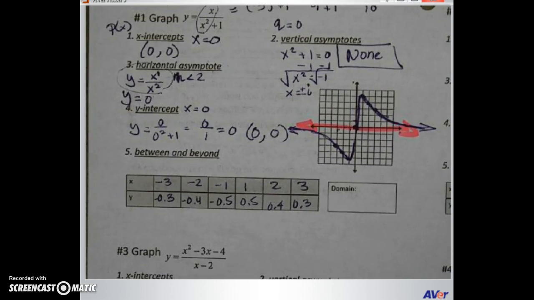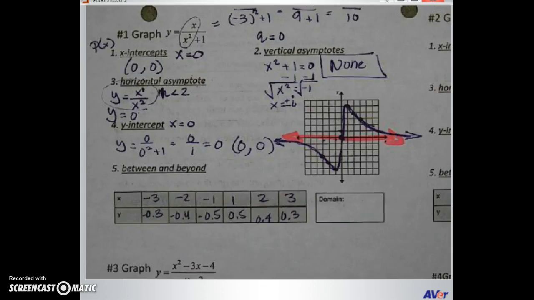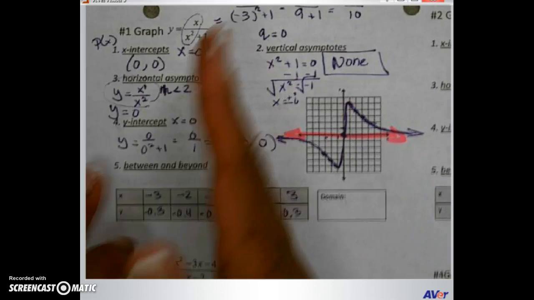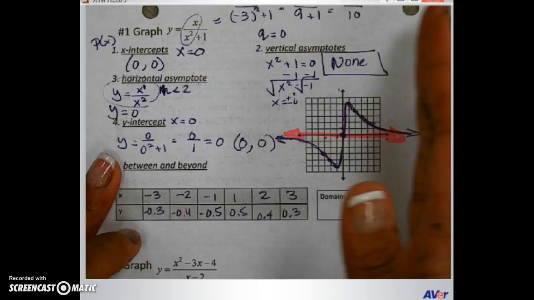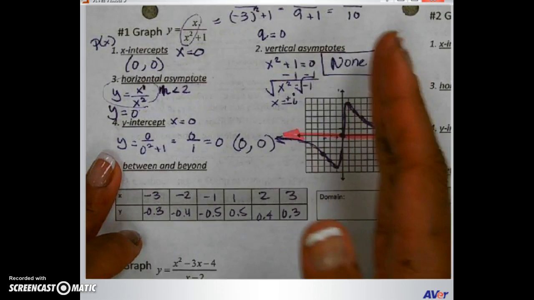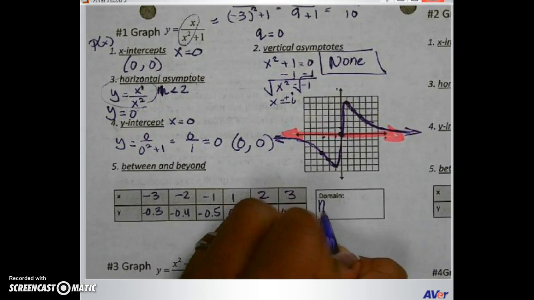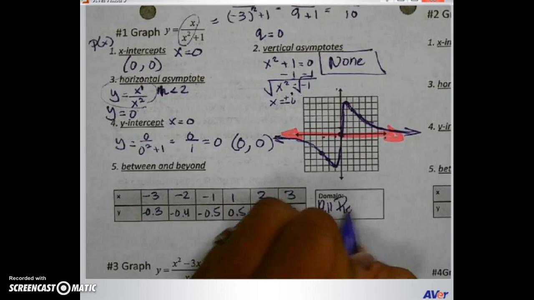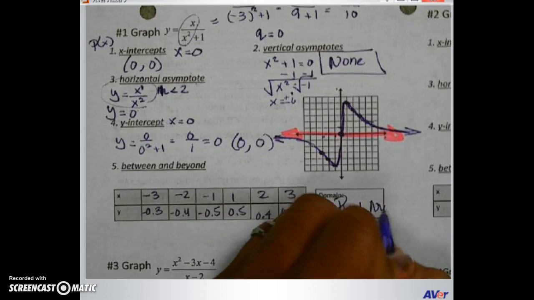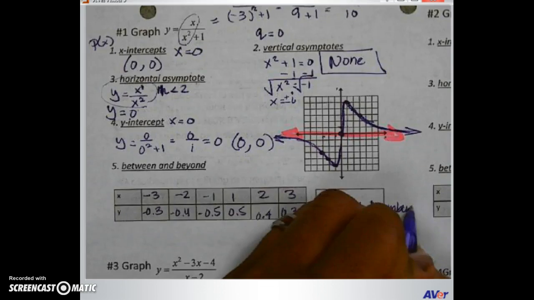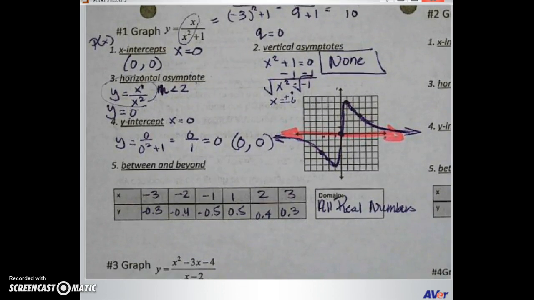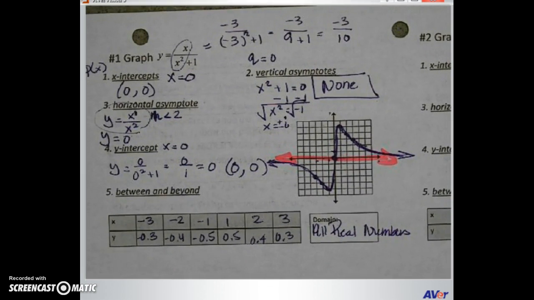Next, they asked me to find the domain. Domain is your x values. From left to right, I don't see any holes in this graph. There's no gaps. There's nothing where it just doesn't exist. So I'm going to go ahead and say all real numbers. All right, go ahead, press pause, double check my work with your work, and then we will continue with the next graph.